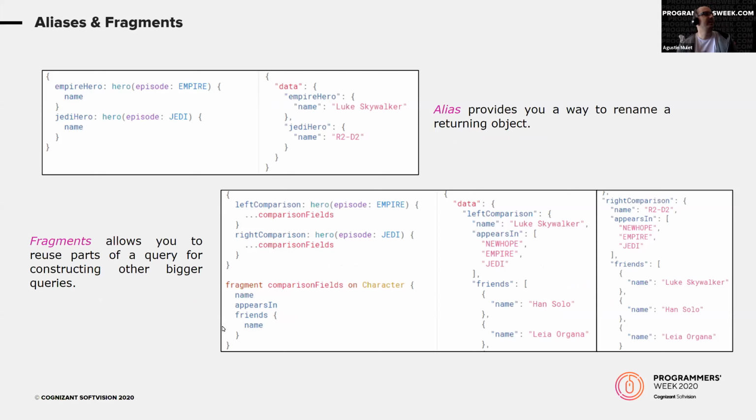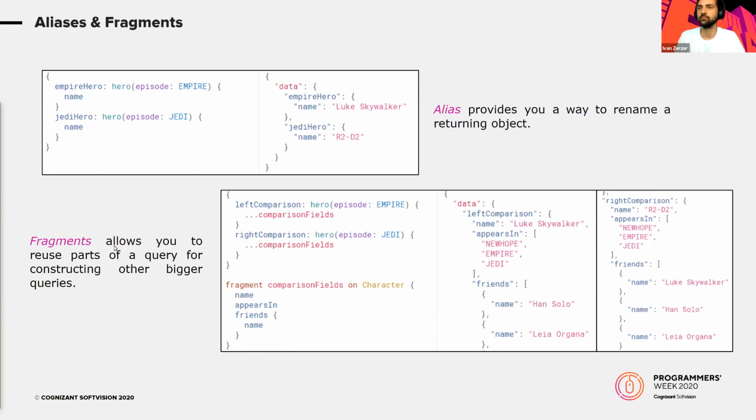Yeah, also we have aliases and fragments. The alias provides you a way to rename a returning object. For example, if we want all the heroes that are in the episode Empire, we can use Empire Hero to be the name of the object that is going to have the data returned from that query. Also, the fragments allow you to reuse parts of a query for constructing other bigger queries.